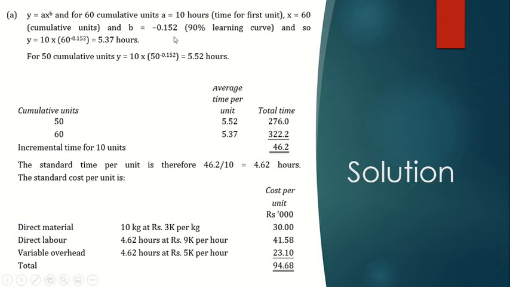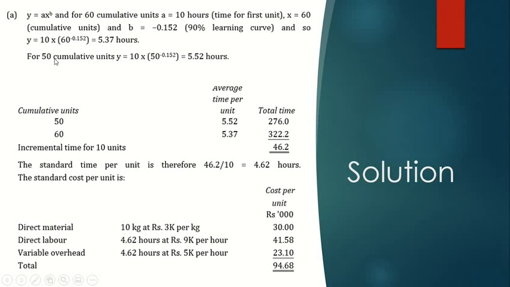The learning rate is given as 0.9, and we can find the learning index by log 0.9 divided by log 2. So here we find b is minus 0.152. So we can apply this formula, y equals a x to the power b: y equals 10 into 60, the end of fourth quarter output, to the power b. So we can find 5.37 hours. This will be the cumulative average time if we are producing 60 units.